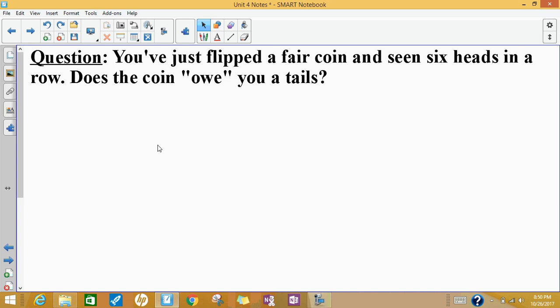In order to get to a place where you'd have approximately 50% heads and approximately 50% tails, you'd have to flip that coin a whole lot of times, 100, 200, 300, 1,000 times, and eventually you would get to that point. But if you've only flipped it 7 or 8 times, you could flip all heads.